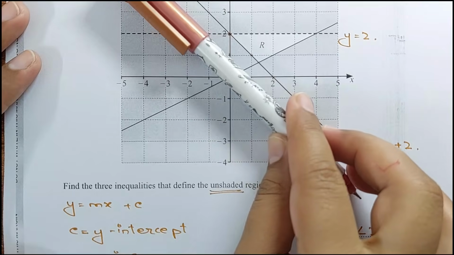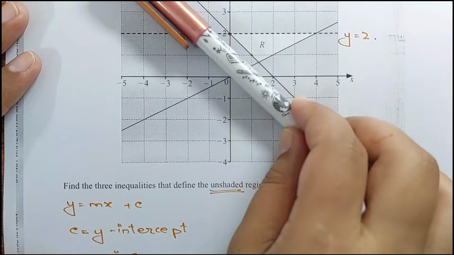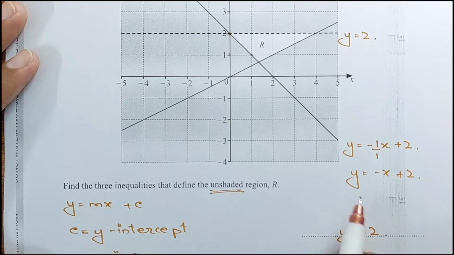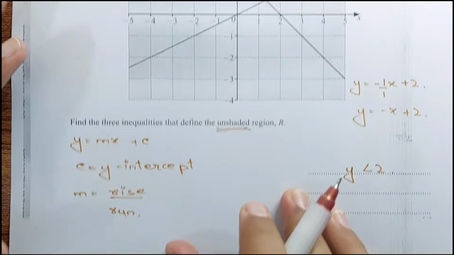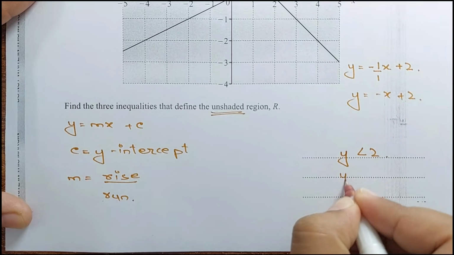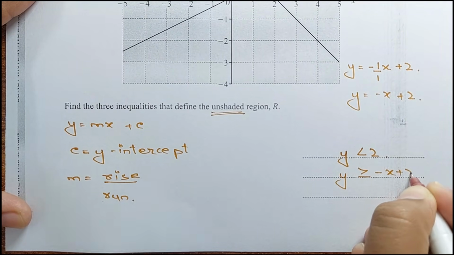Okay, so this is a solid line. So use the equality and the upper portion is shaded. So y is greater than or equal to minus x plus 2. So the inequality is y is greater than or equal to minus x plus 2.